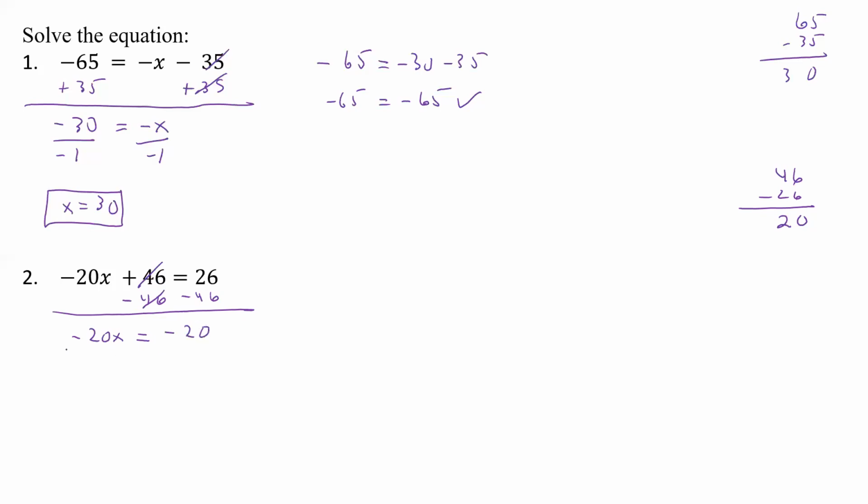Well, that was multiplied by negative 20, so we have to divide by negative 20 to get rid of it. And when we do that, we get x equals 1. Negative 20 divided by negative 20 is 1. Well, let's check. So a negative 20 times 1 plus 46 equals 26. Well, this is negative 20 plus 46. That gives us 26 equals 26. It does check out.